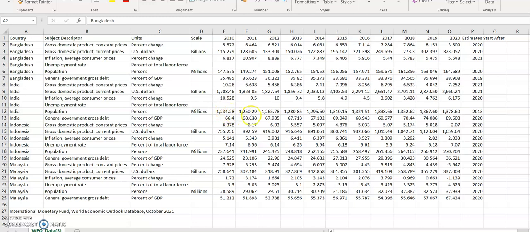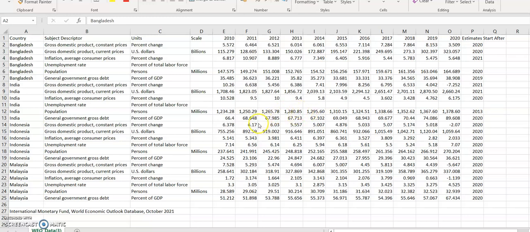Population for India, in millions, is 1,378.6 million. We could see here this is estimate data, so that's not accurate data. We have data since 2013, so that's the most accurate data. So 1,280, let's say 281 million.